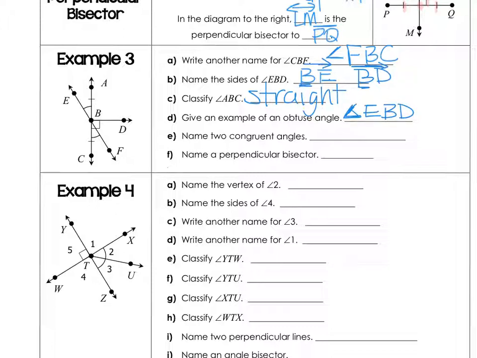Two congruent angles. So we're looking for those congruency markings. So here's a congruency marking, here's a congruency marking. So naming those two would be angle EBA and angle CBF.